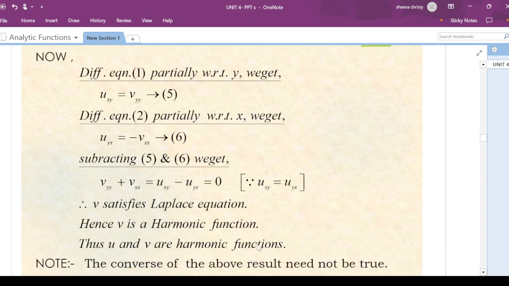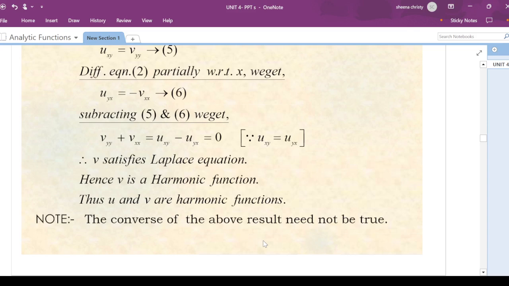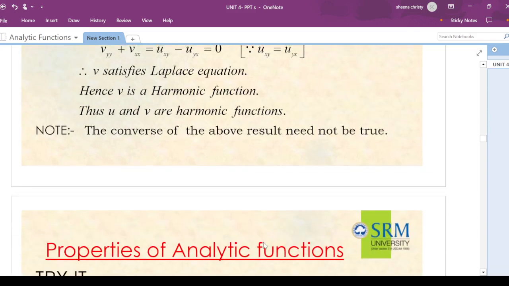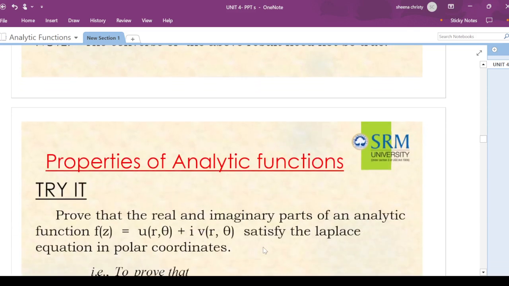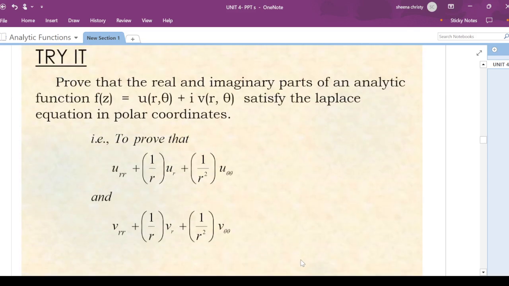Hence, if f(z) is an analytic function, its real and imaginary parts satisfy the Laplace equation. The converse of this result need not be true. So we can try out the Laplace equation in polar coordinates.